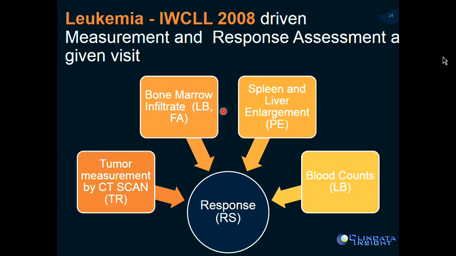Leukemia following IWCLL 2008 also collects tumor measurement by CT scan, bone marrow infiltrate, spleen and liver enlargement, and blood counts, such as lymphocytes, hemoglobin, and platelets. And using all four collected pieces of information, the clinician determines the response for the patient at that given visit.